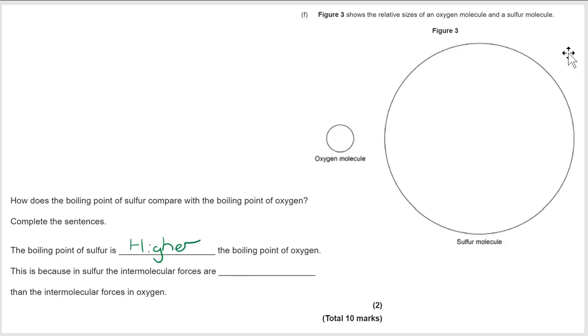That will always be true in simple covalent or molecular covalent substances. If the molecule is bigger, the boiling point is higher. And the reason for that is that the intermolecular forces, the forces between the molecules in sulfur, are stronger than they are in oxygen. They're stronger in bigger molecules or bigger atoms than they are in smaller molecules or atoms. And that takes us to the end of the question.